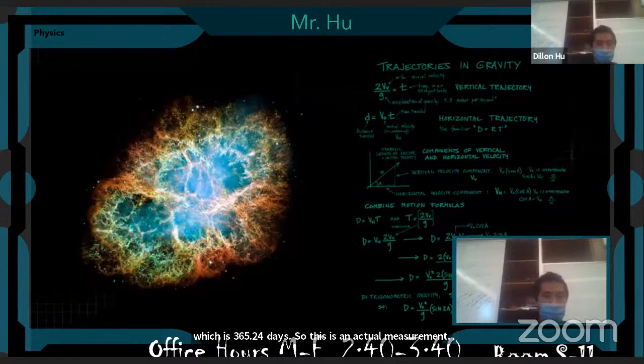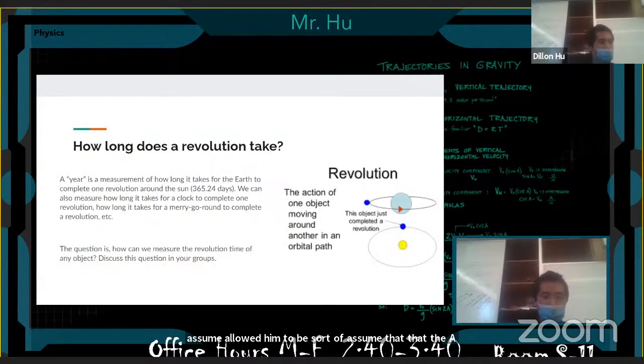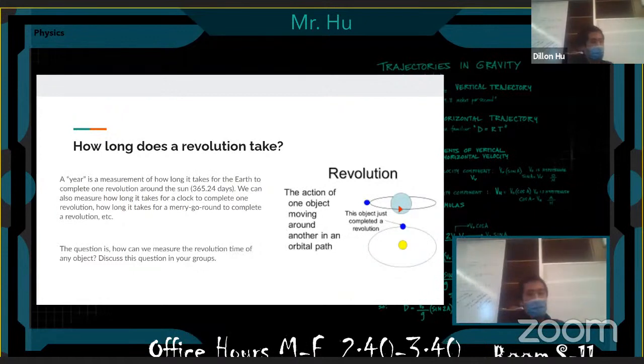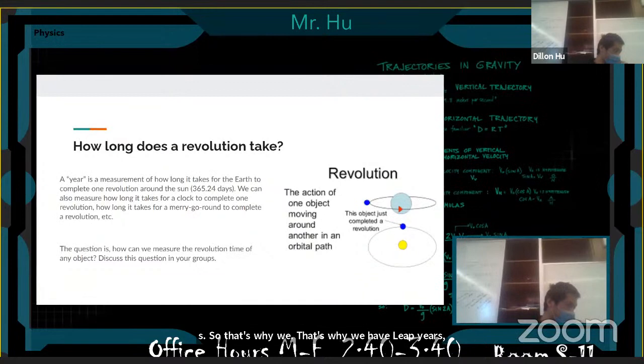A lot of times we sort of assume that it's just an arbitrary thing, but it's actually how long it takes for the Earth to go around the sun, and it's 365.24 days. So that's why we have leap years, because every 4 years that 0.24 days adds up to another day, which is why we need to have a leap year.